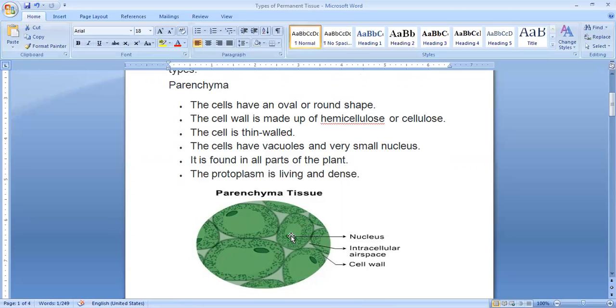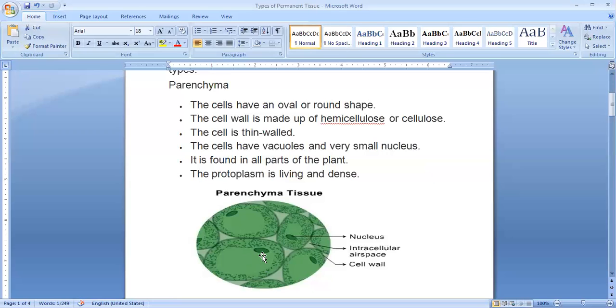So let us study about their properties or their characters. The cells have an oval or round shape. You can see in the diagram, the cells are oval or round in shape. The cell wall is made up of hemicellulose or cellulose. The outermost wall of this cell is the cell wall, and it's made up of a specialized chemical which is known as hemicellulose or cellulose. And they are thin walled. The cell wall is very thin. The cell has vacuoles and a very small nucleus. You can see the vacuoles, and it has a very small nucleus.